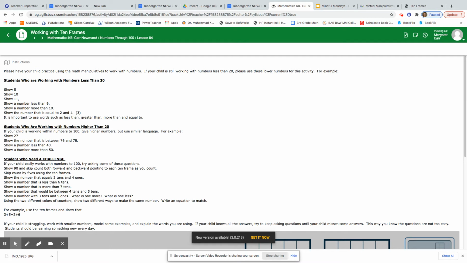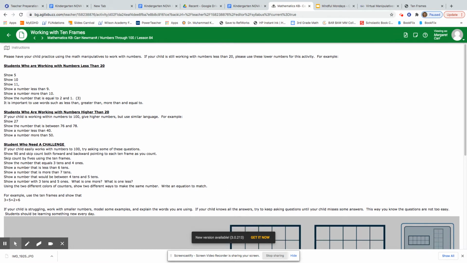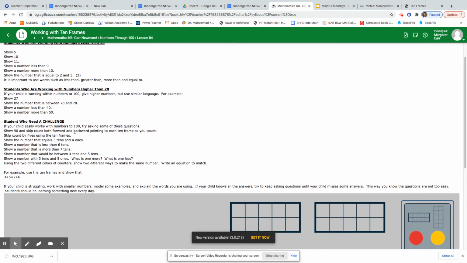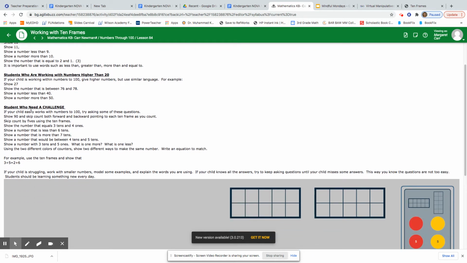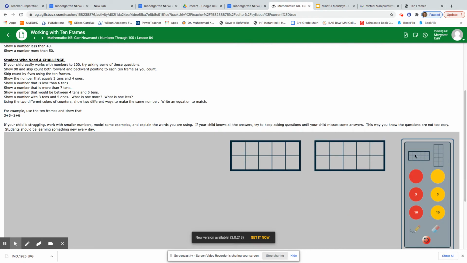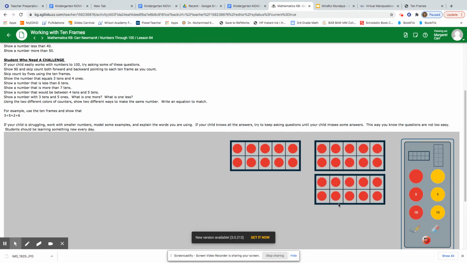Now, you can change up the number, change the language a little bit, but it's very important to have students hearing words and responding to words such as less than, greater than, equal to, and then also showing numbers using ones, fives, and tens. Now, if all of this is just super easy for your child, please go to students who need a challenge. If your student needs a challenge, you can ask them to skip count and to show numbers by 10. They might go 10, 20, 30. And if that's easy, we want them to have to count backwards. So 30, 20, 10.